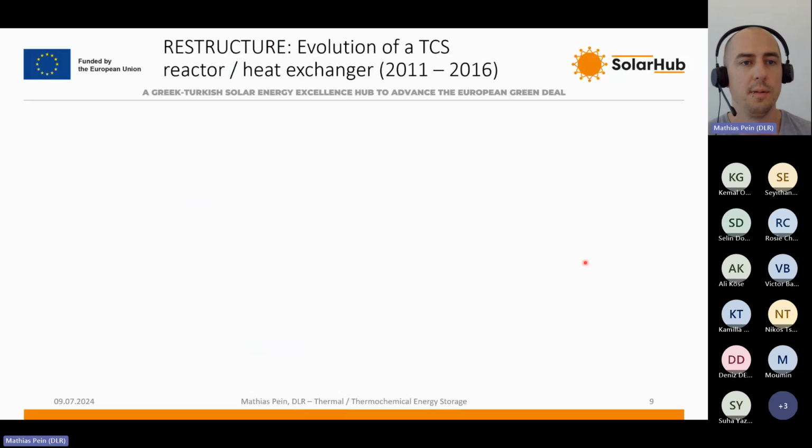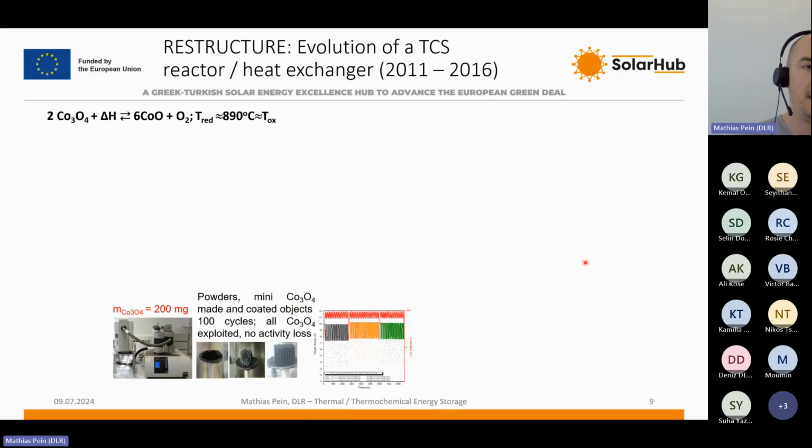So in the past, there has been a lot of work, mainly on stoichiometric or so-called stoichiometric metal oxides, such as cobalt oxide, iron oxide, manganese oxide, because they reduce and oxidize at a distinct temperature. So you're able to keep the heat as long as the reaction is going at a certain temperature level.